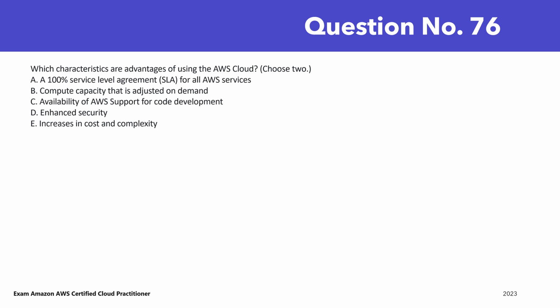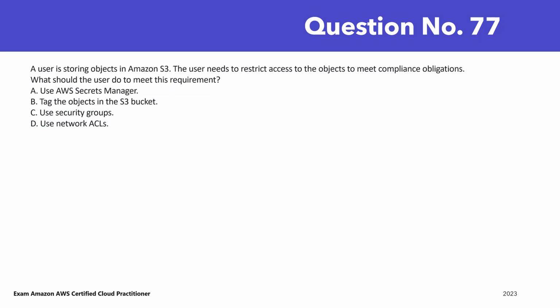Which characteristics or advantages of using the AWS Cloud? Choose 2. A. 100% Service Level Agreement, SLA, for all AWS services. B. Compute capacity that is adjusted on demand. C. Availability of AWS support for code development. D. Enhanced security. E. Increases in cost and complexity. Correct answer, B, D.